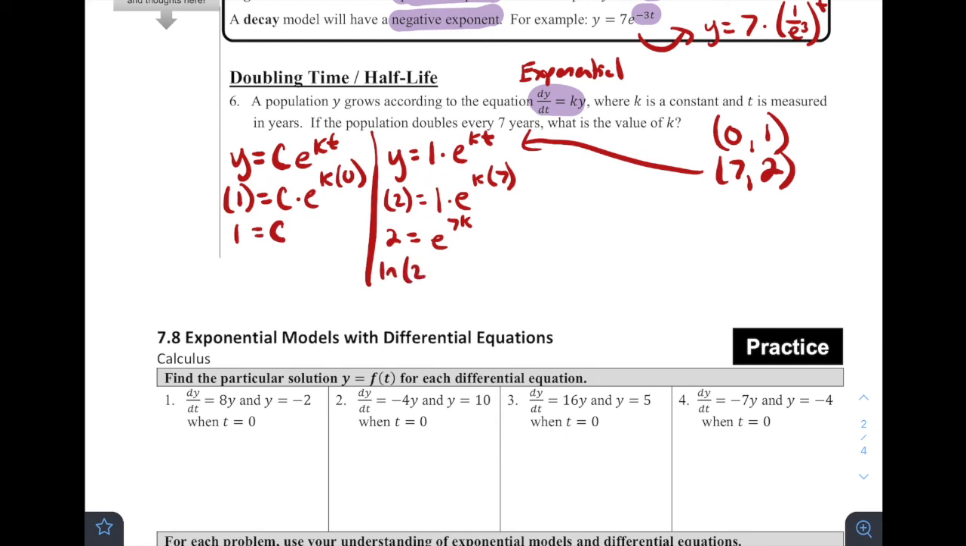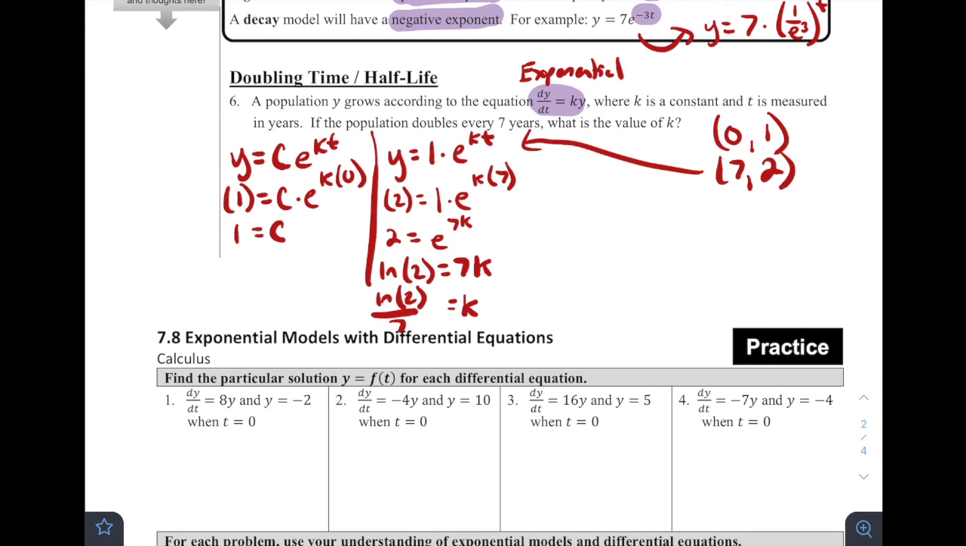We say that ln of 2 is equal to the natural log of e to the 7k. But the natural log and the e are going to cancel. So that's going to give me just 7k on the right side. And then we can divide by 7. So k is equal to ln of 2 over 7. So what is our k value? In this case, they're asking us just to find that value of k. So if I want to find it, this is our exact answer, ln of 2 over 7.